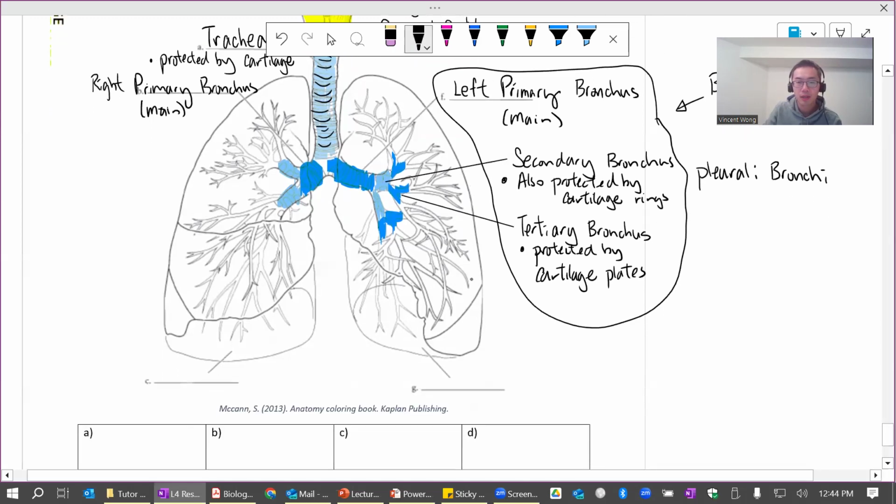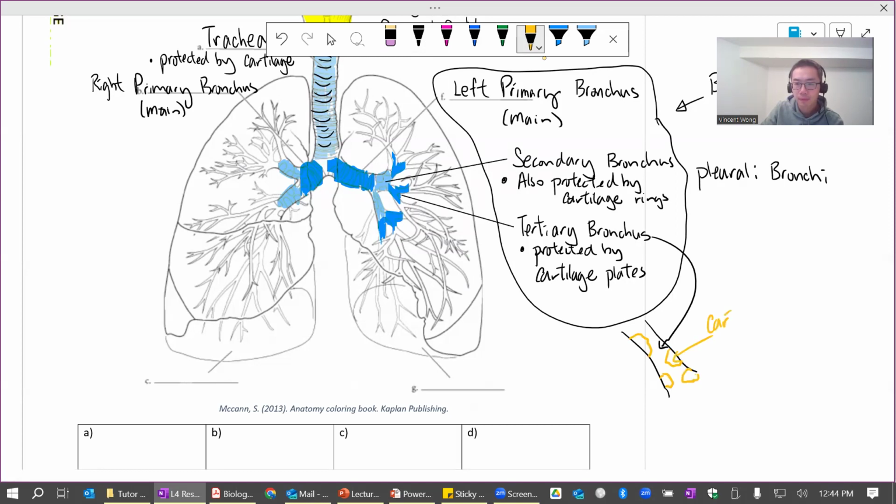So let me draw it out for you on the side here. Okay, so this would be like the zoom in of the tertiary bronchus, and then instead of having a ring that goes around it, you would just have like bits and pieces of cartilage. That just gives it a little bit of reinforcement. Okay.